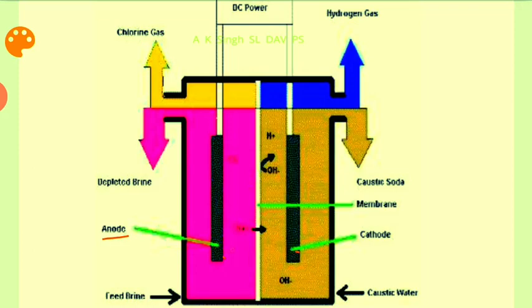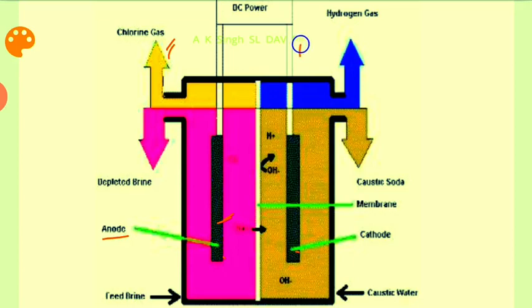When current is passed, sodium ion is deposited at the cathode. Then what happens? It reacts with water at the same time to form sodium hydroxide. And the other is chloride ion. Chloride ion is deposited at the anode and evolves as chlorine gas. And when sodium reacts with water, it forms sodium hydroxide and hydrogen gas.